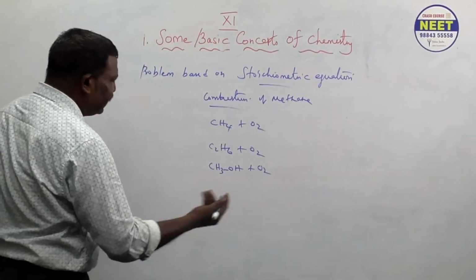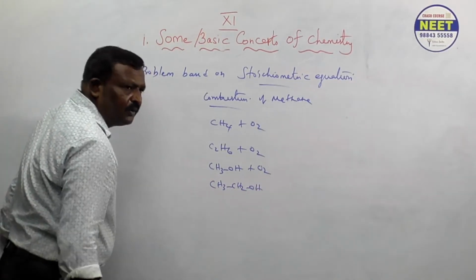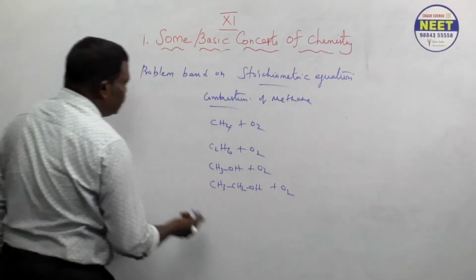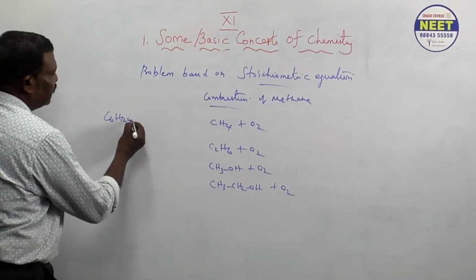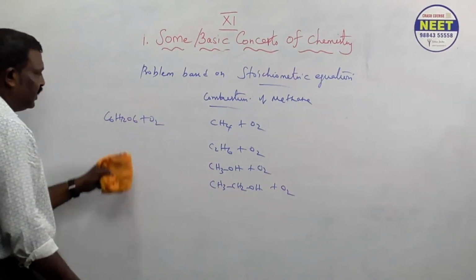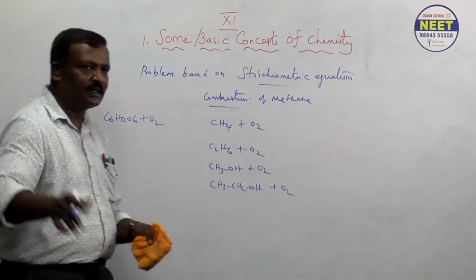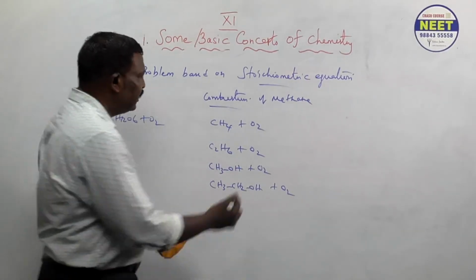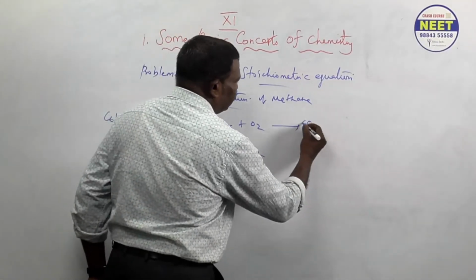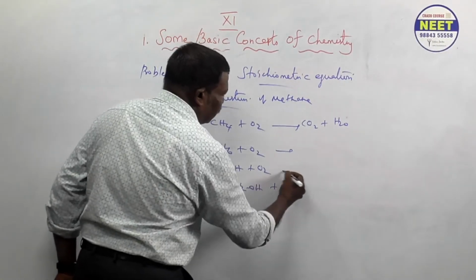Combustion of ethanol: you know the formula CH3CH2OH, plus O2. Combustion of glucose, which you studied in the lower class. Always all are carbon compounds, and always we are getting carbon dioxide and water molecule. Any carbon compound, the product is what? After that you can balance yourself.